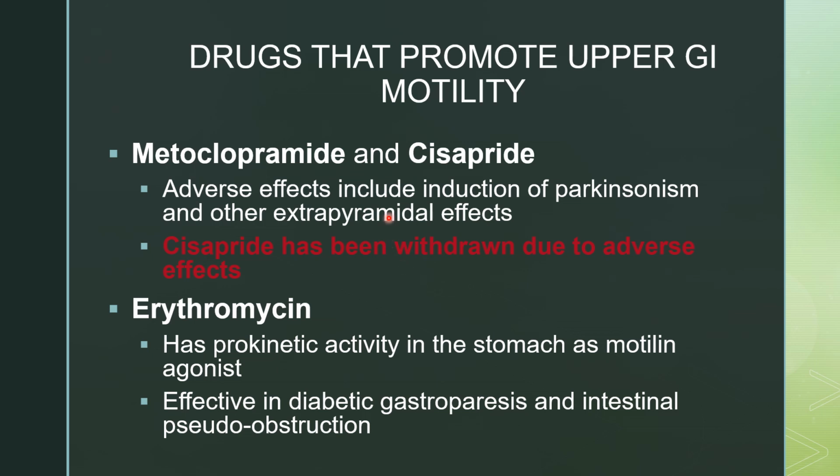Now, aside from metoclopramide and your cisapride, we can also use erythromycin because erythromycin has a prokinetic activity in the stomach as a motilin agonist. So it is very effective among diabetic gastroparesis and intestinal pseudo-obstruction.